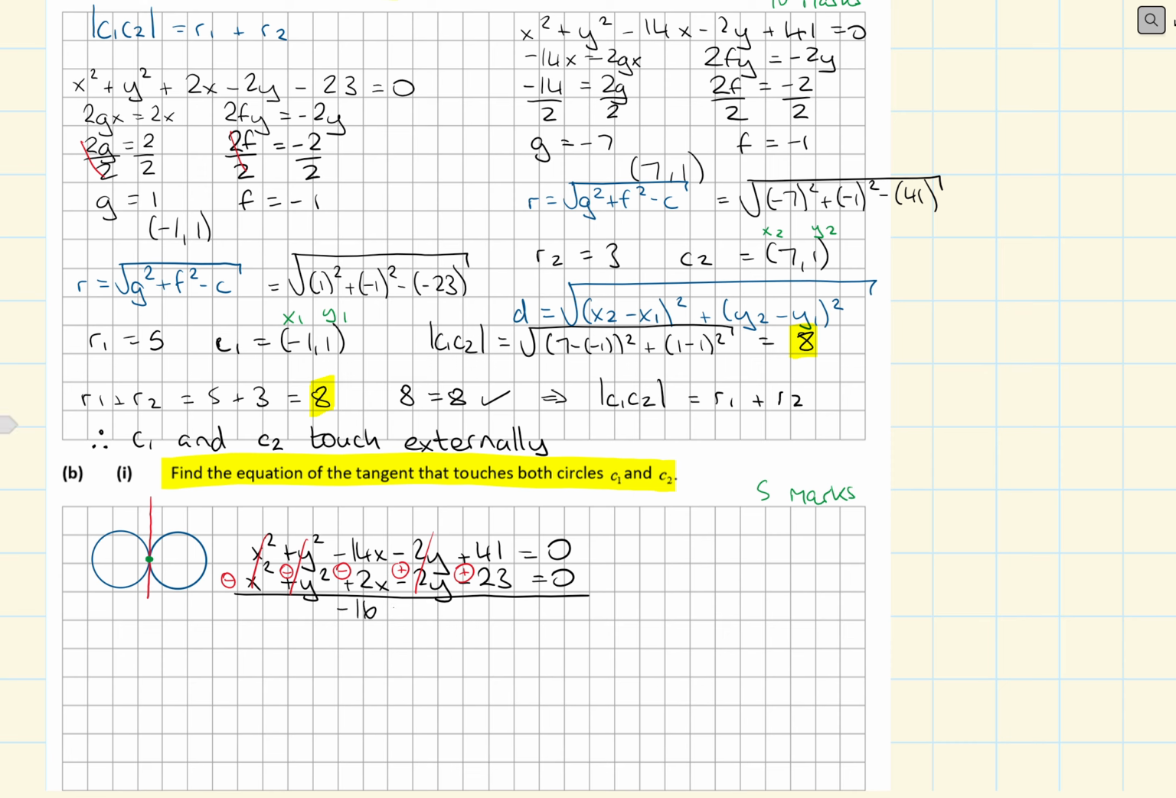So we get minus 16x plus 64 equals 0. So then bring it over. 16x equals 64. Divide both sides by 16. X equals 4. And we know it's a straight line. So there's our answer.